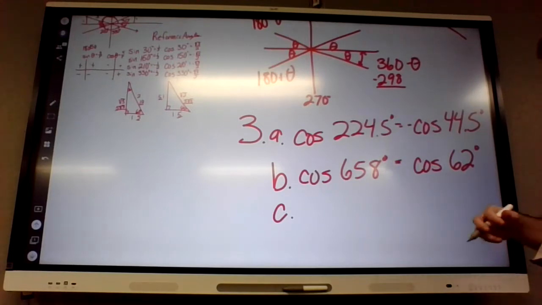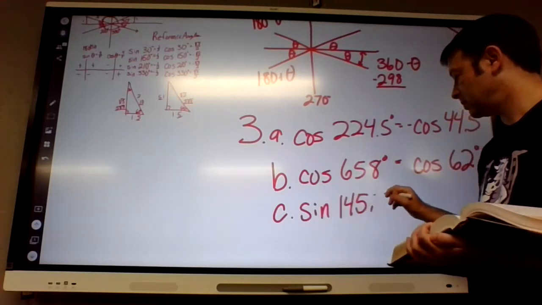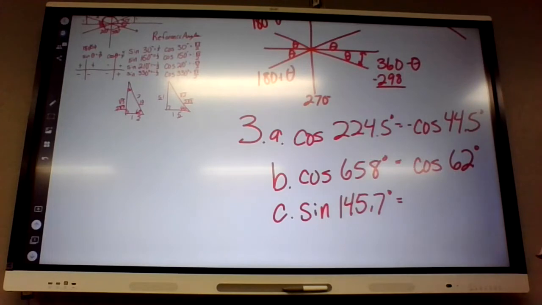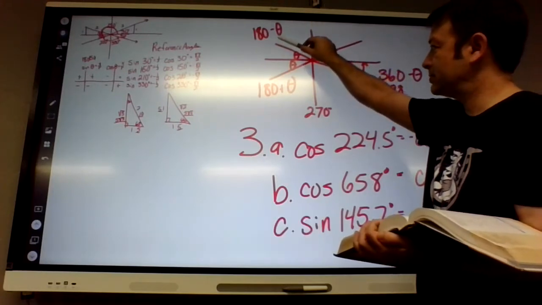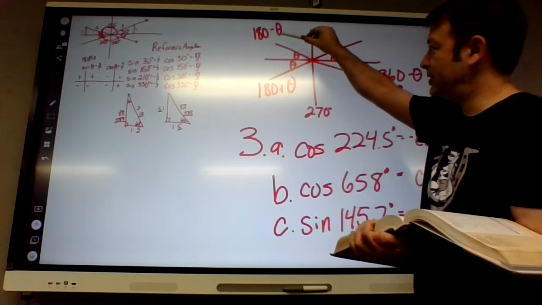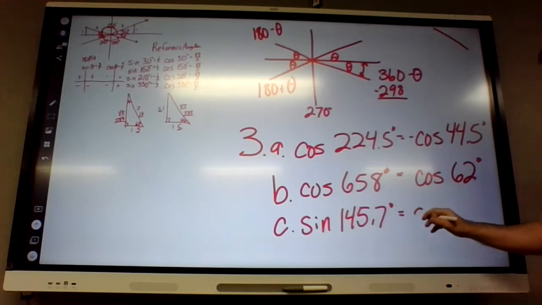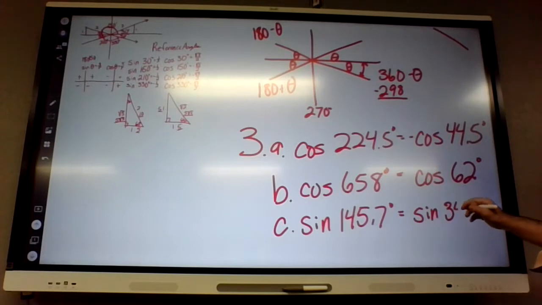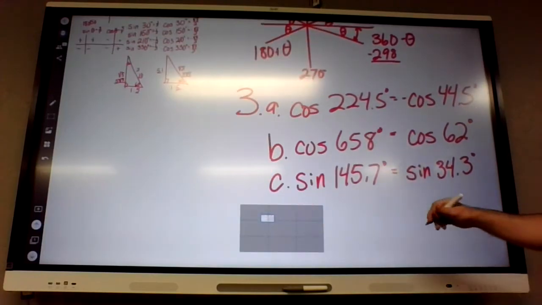C, sine of 145. Okay, what quadrant is 145 in? Short of 180, right? So it's somewhere between 90 and 180, somewhere over here. To find out how far it is from 180, you just do 180 minus that. I believe that'd be 34.3. And is sine positive or negative in the second quadrant? Positive.